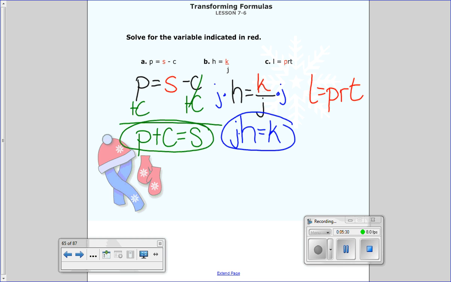Now in C, we have L is equal to principal times rate times time, or L is equal to P times R times T. And in this case, we're solving for P. Again, this is one where they're multiplying all of it together. So in order to get rid of those multiplying ones, I'm going to just divide by R and T, because those end up crossing out. And I'm left with P is equal to L divided by R times T. Those are the three answers you should have had.